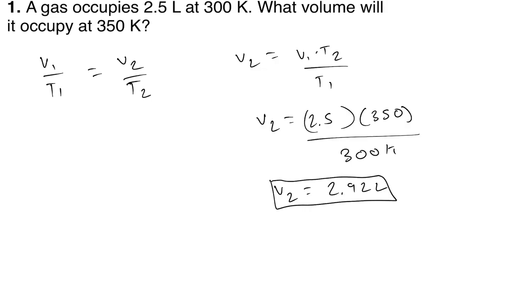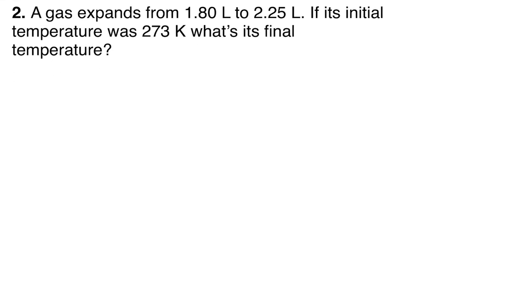Let's try another problem. A gas expands from 1.8 liters to 2.25 liters. If its initial temperature was 273 Kelvin, what's its final temperature? So once again, let's write out our equation. V1 over T1 is equal to V2 over T2. We want to isolate for T2 this time.